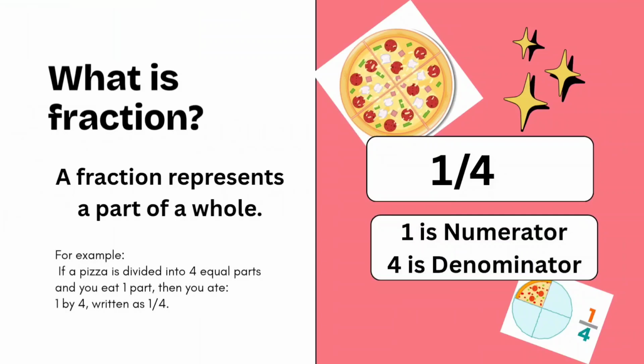What is a fraction? A fraction represents a part of a whole. For example, if a pizza is divided into four equal parts and you eat one part, then you ate 1 by 4. Here, 1 is called the numerator, 4 is called the denominator. The numerator tells us how many parts we have. The denominator tells us how many equal parts the whole is divided into.